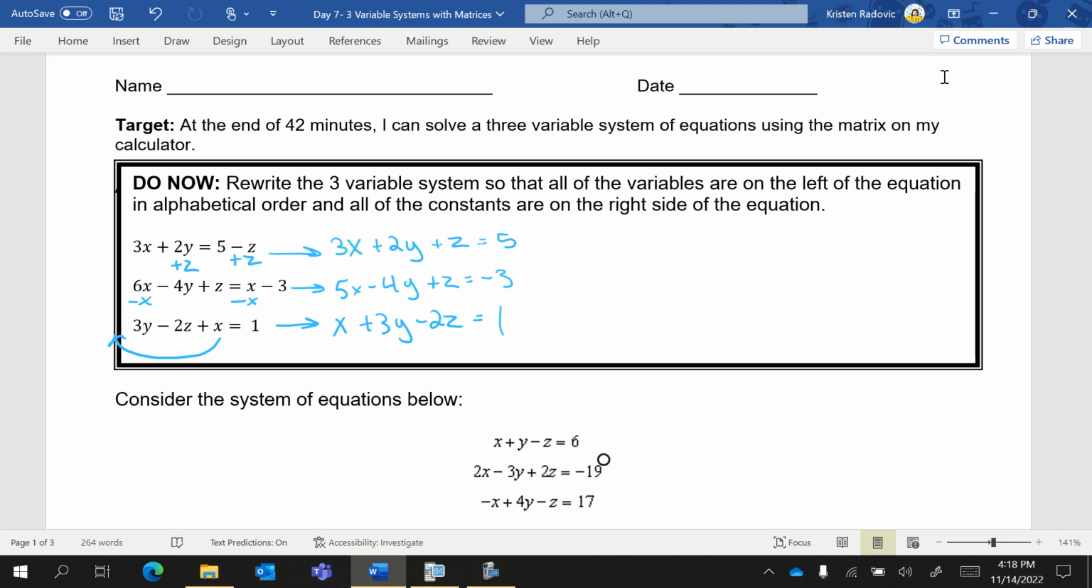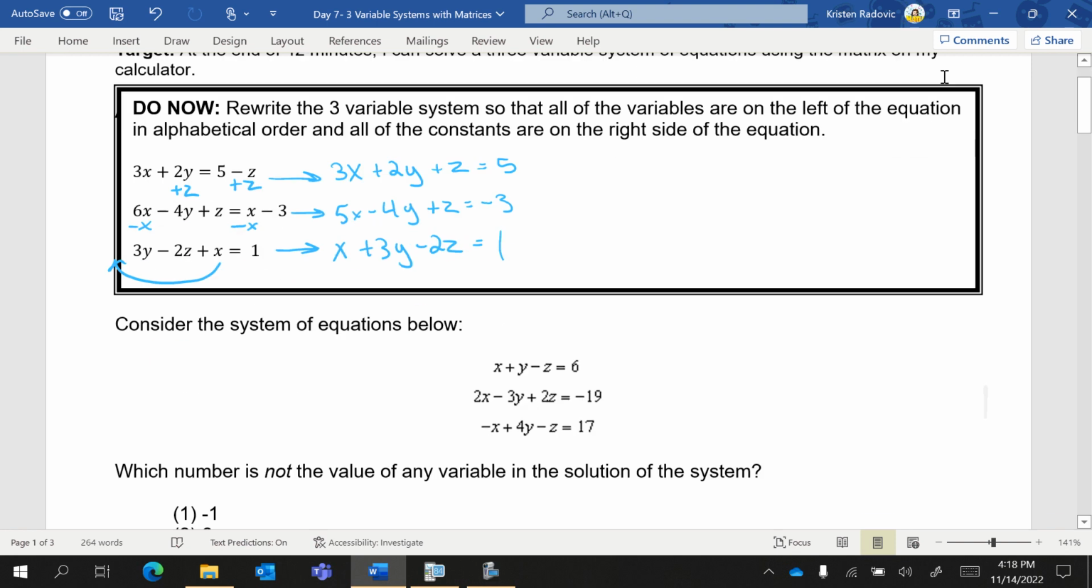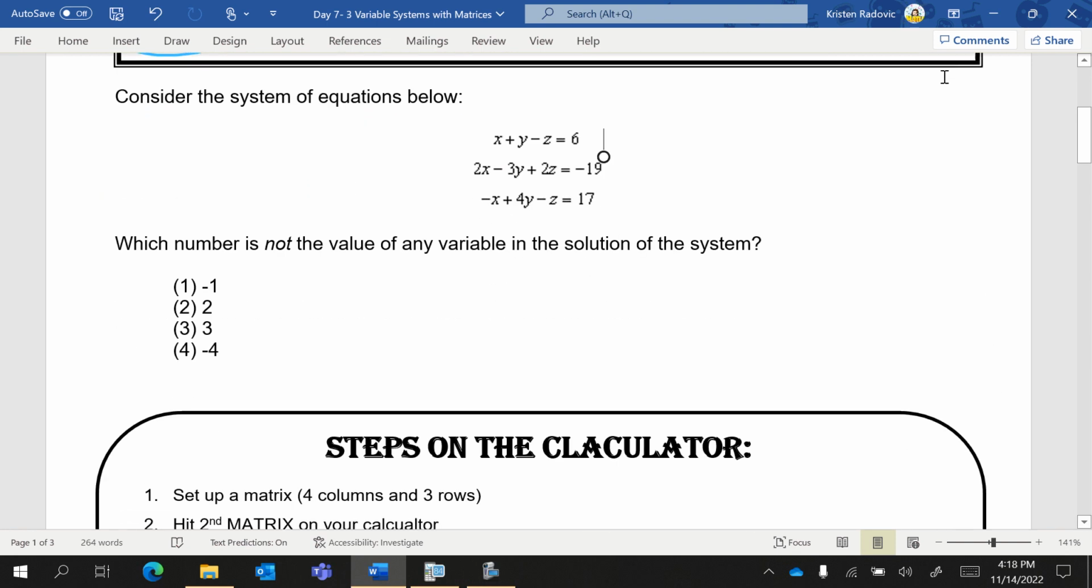So it's really important that when solving three variable systems, we organize them in alphabetical order with all the letters on the left-hand side. And if you don't do that, then what we do today in the calculator will not make any sense. So let's look at the next system of equations.